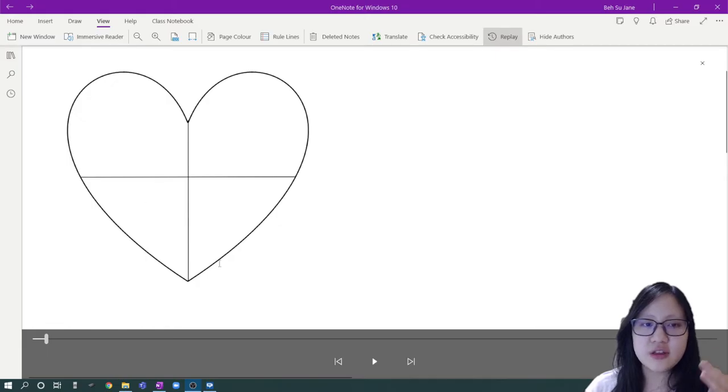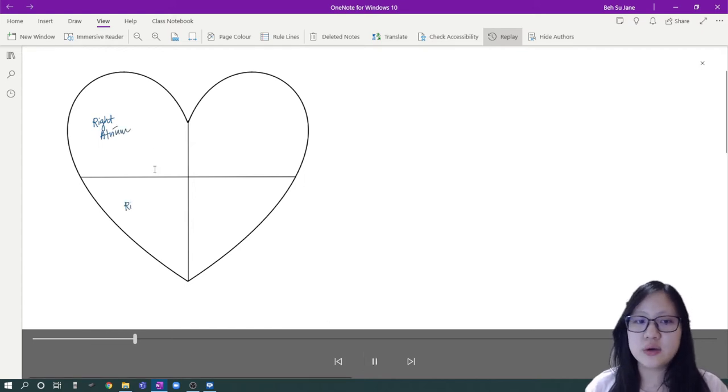The image on the left, right? The left side of the image should be the person's right. So it's someone else's right. Therefore, when we label the chambers of the heart, we label the top left corner to be the right atrium. And I'm just going to refer to it as the right side of the heart from now on. So the right atrium and the right ventricle.